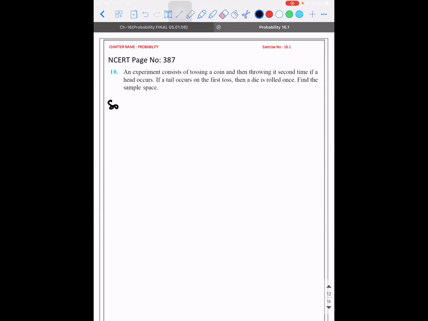So next one. There is an experiment which consists of tossing a coin and then tossing it a second time if head occurs. If he gets a head, what is he going to do? He is going to toss the coin again. Then he can get a head and a head, or a head and a tail.